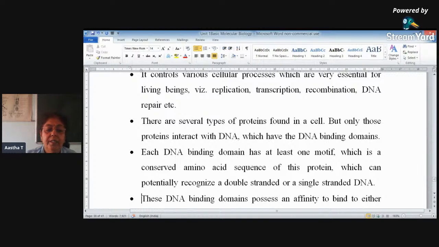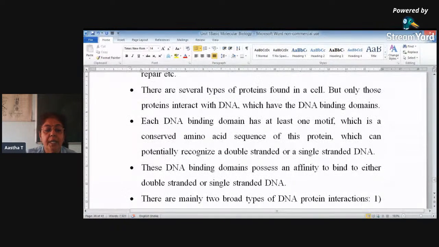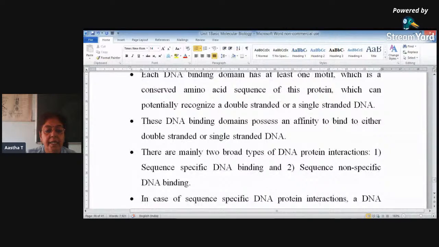The binding domains possess an affinity to bind to either double-stranded or single-stranded DNA. There are mainly two types of DNA protein interactions. First one is sequence-specific DNA binding and the second is sequence non-specific DNA binding. In sequence-specific DNA binding, a specific sequence of the amino acid sequence of the protein will bind to the DNA, and in non-specific DNA binding, any region of the protein can bind to the DNA.